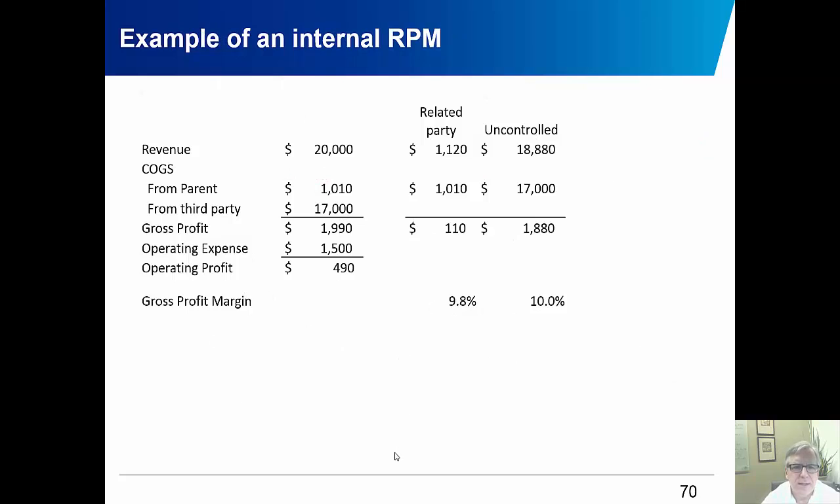So we're back to our example here where you can see the numbers. Again, I'm pointing out how small the COGS are from the parent.